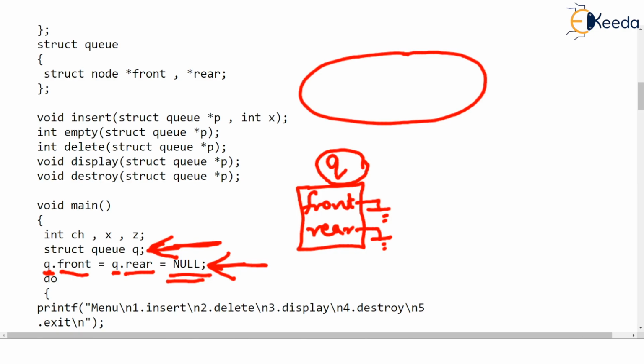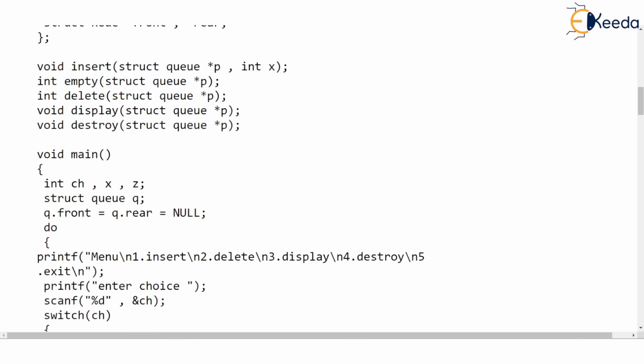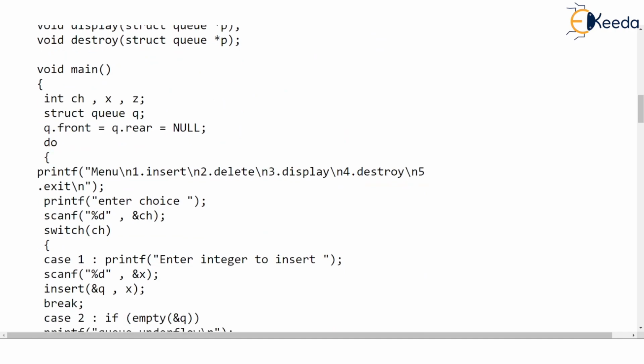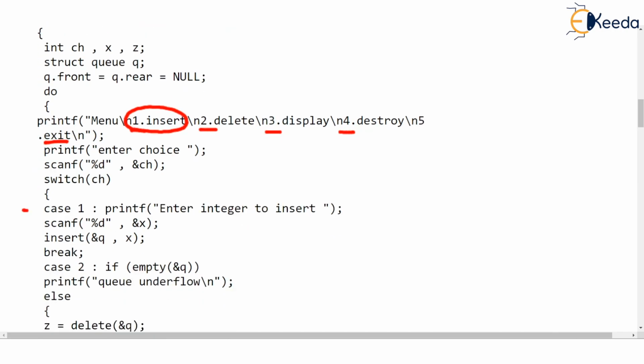Okay. Now let's see the menu driven main again. In the main, we have a do while loop where we are printing the menu and the options are 1 for insert, 2 for delete, 3 for display, 4 for destroy and 5 for exit. And if the user selects the first option, insert, then case 1 will execute in the switch, where we are asking the operator to enter the integer that the operator wants to insert and we will scan that value in a local variable x.